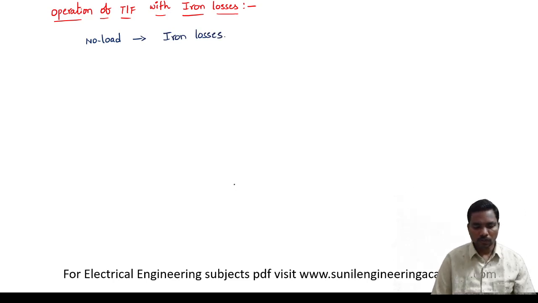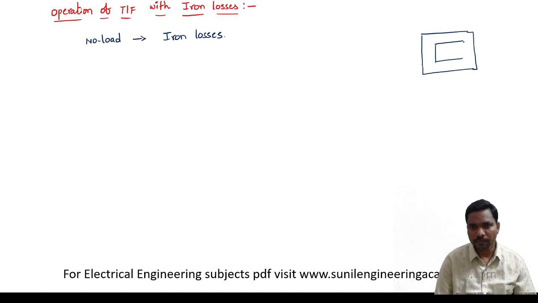Okay, so for example, no load in the sense load is not at all connected. Here I am taking the rough diagram of transformer. Okay, so this is the one winding, this is the another winding. Let us take number of turns n1, n2. I am going to give the supply to this winding, so it will become a primary.